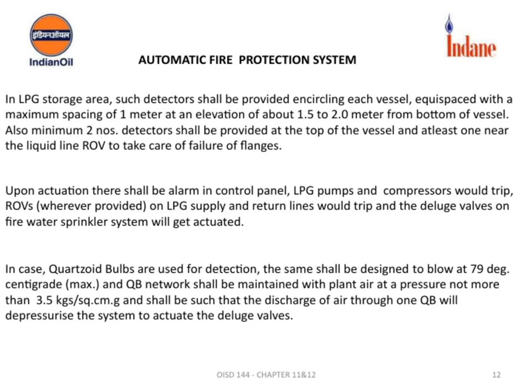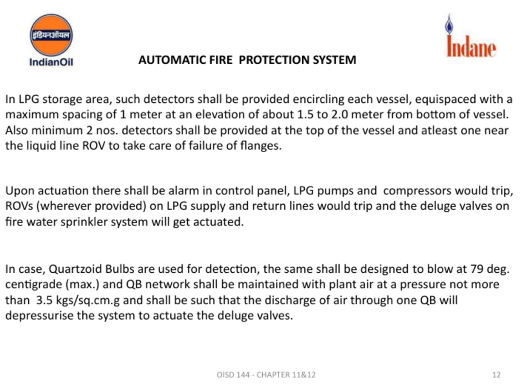Let's now discuss the key aspects of the automatic fire protection system outlined in this slide. Firstly, when we use quartzoid bulbs for fire detection, they are designed to blow at a maximum temperature of 79 degrees Celsius. This ensures quick response to rising temperatures. The QB network is maintained with plant air at a controlled pressure, not exceeding 3.5 kilograms per square centimeter. This setup is crucial because when one QB discharges, it depressurizes the system, triggering the deluge valves to activate.